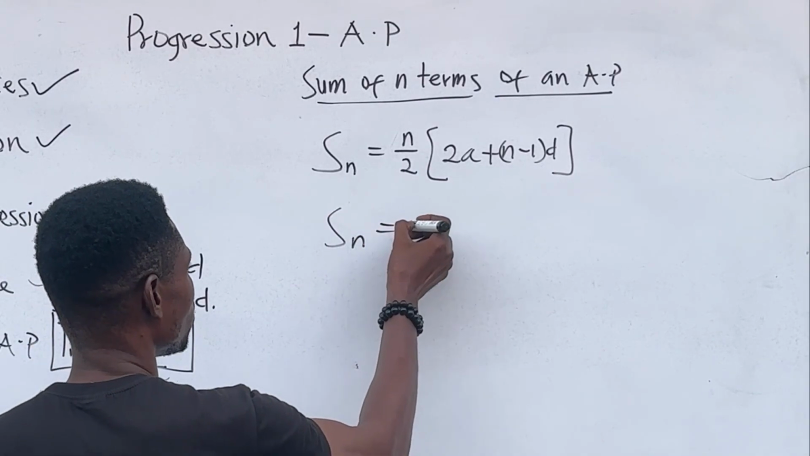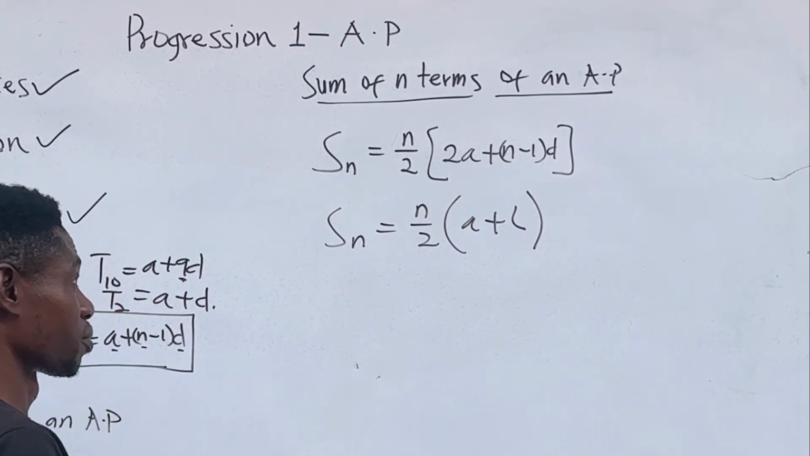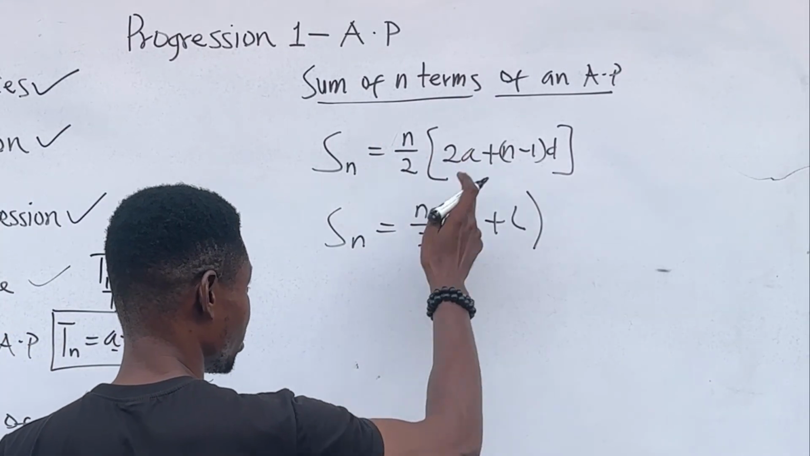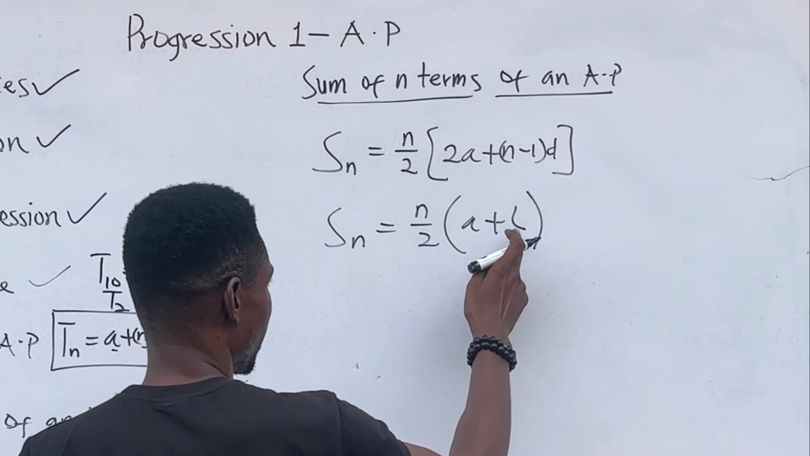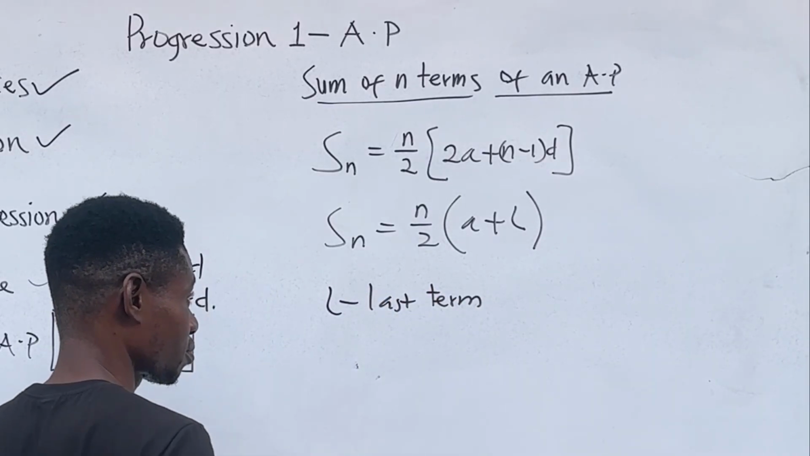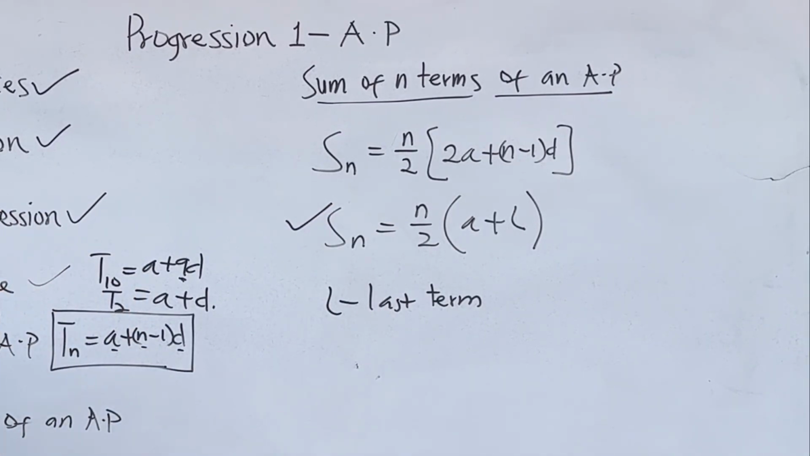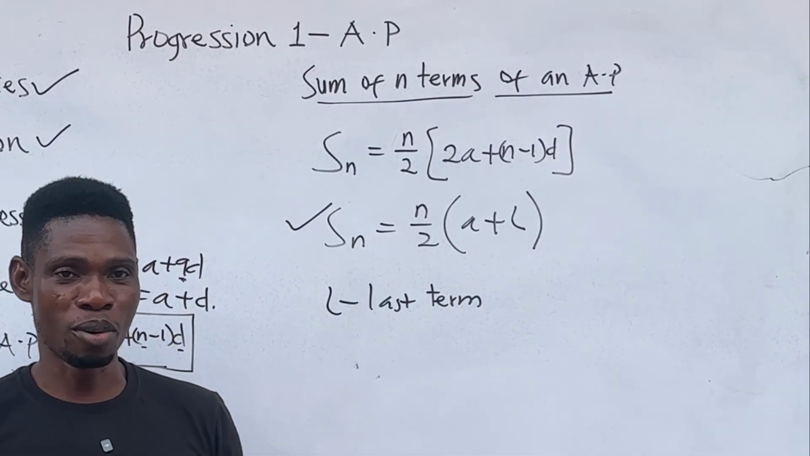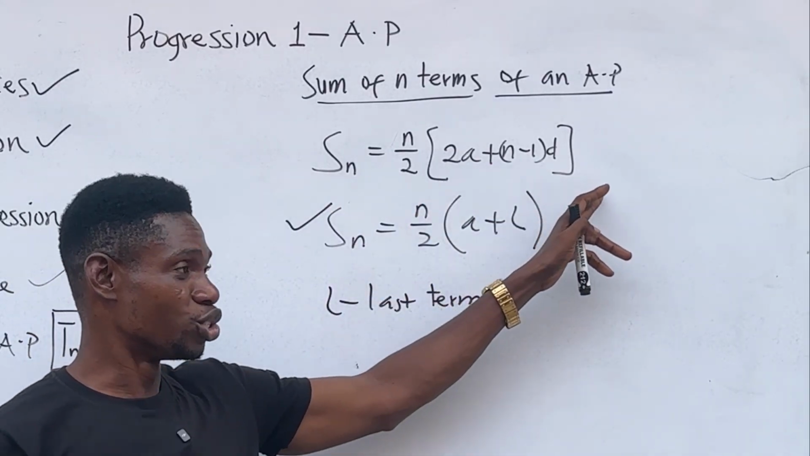You can also use this formula, n over 2 into a plus l. Everything you know: n is the number of terms, a is the first term, d is the common difference. Now this l is the last term, but you only use this formula when you are given specifically the last term. If you are given the last term in the question and are required to find the sum, that's where you use this second formula. Otherwise, this is the formula you would use.